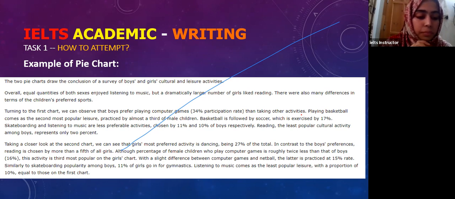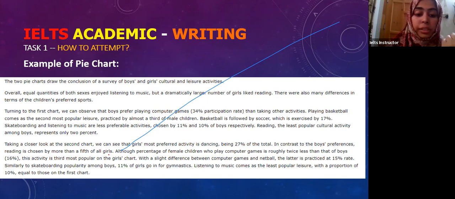दैट्स ऑल राइट. The second paragraph would talk about the girls' pie chart. Okay, taking a closer look at the second chart, we can see that girls' most preferred activity is dancing, being 27% of the total. In contrast to the boys' preferences, reading is chosen by more than a fifth of all girls. Okay, वही दो चीजें जो prominent थी वो हमने पहले बता दी.